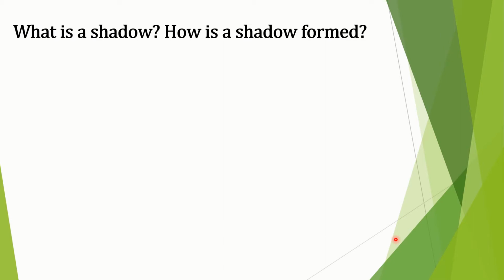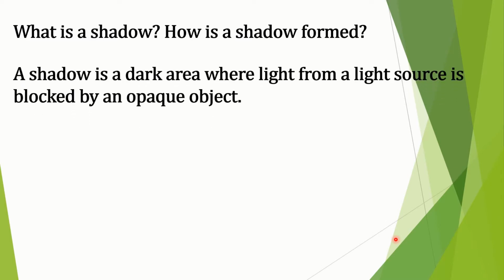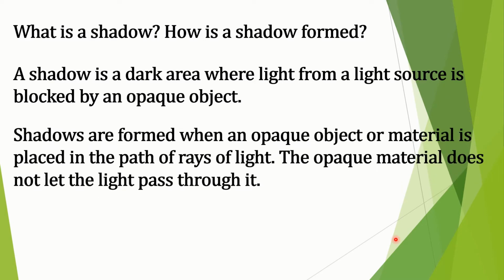Students, what is a shadow? How is a shadow formed? A shadow is a dark area where light from a light source is blocked by an opaque object. Shadows are formed when an opaque object or material is placed in the path of rays of light. The opaque material does not let the light pass through it.